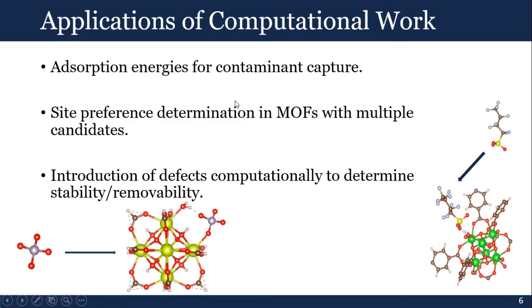So some of the applications of the computational work: a lot of things we've been doing have just been calculating adsorption energies for contaminant capture. Here you see introduction of phosphate to a cerium-based MOF. Here you're seeing some PFAS introduced to a zirconium-based MOF, and then we can determine things like the site preference. Again, we can see what happens when we are removing maybe those weakly bound ligands and determine which sites are preferable, what happens at these missing linker sites, and things like that.